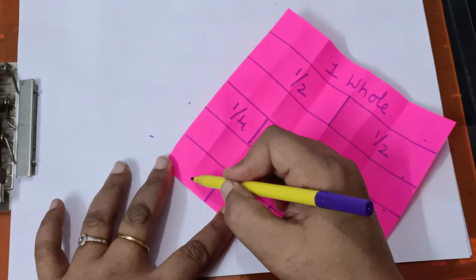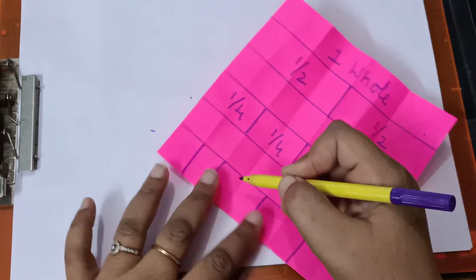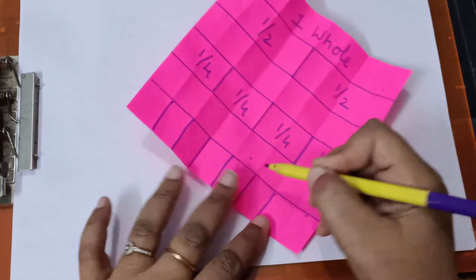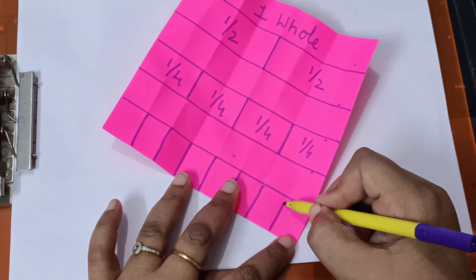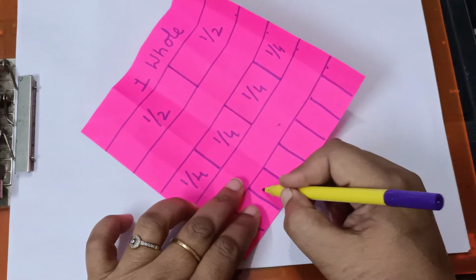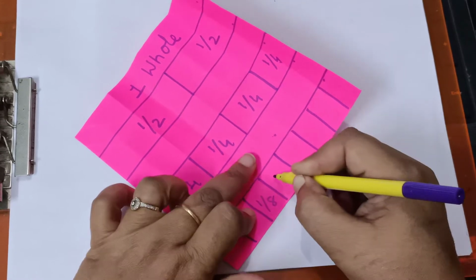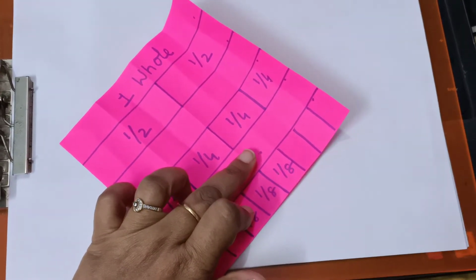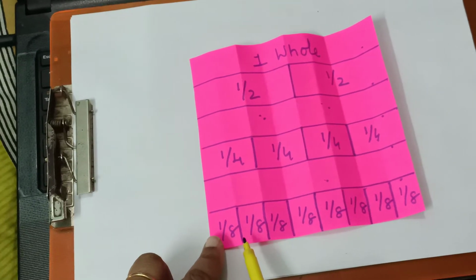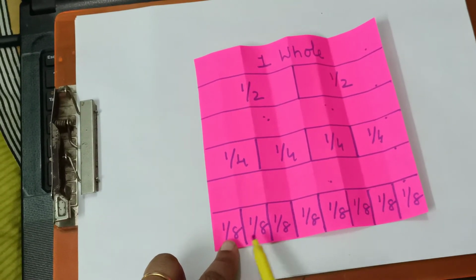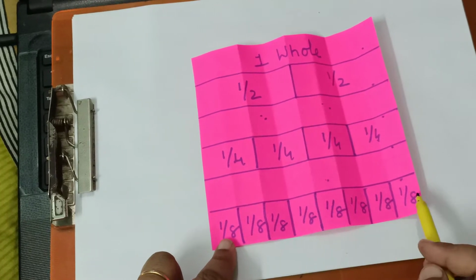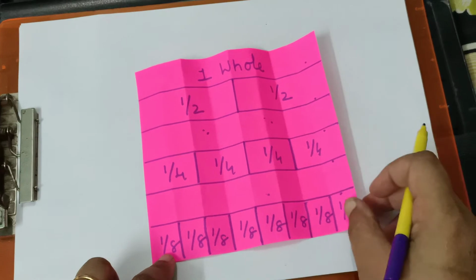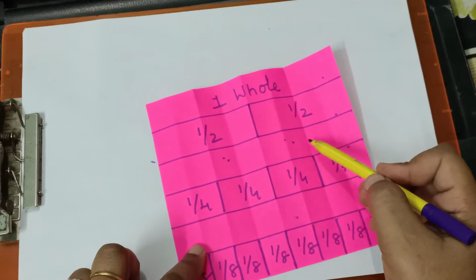So let us do this. And when we count, here we get 8 equal parts, and each part represents 1 upon 8. So as you can see here, I have marked 1 by 8 on all the parts of the stripe. Now I come on to this part.